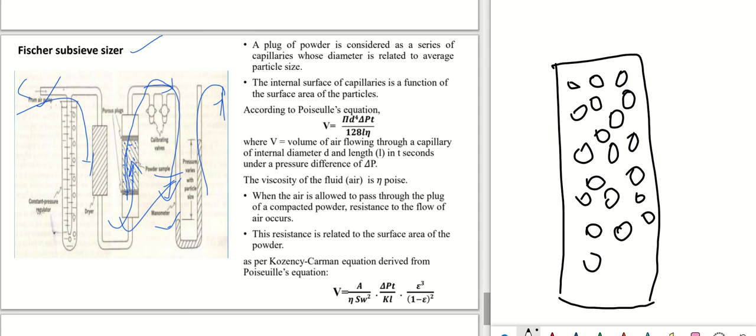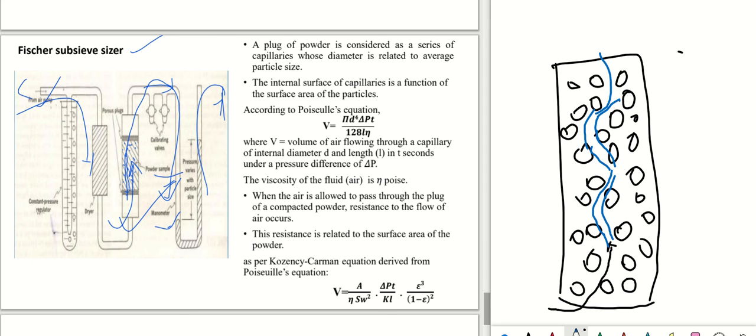Now if there is no sample, the gas will pass through this holder freely. Now we have packed this holder with the sample whose surface area we need to determine. When the gas is passed through this sample, the spaces between the particles will act like channels for the air flow or the gas flow.